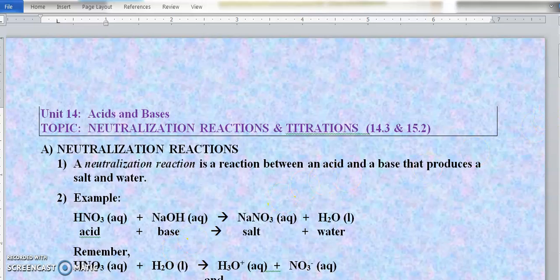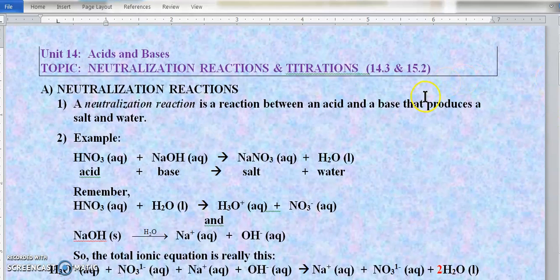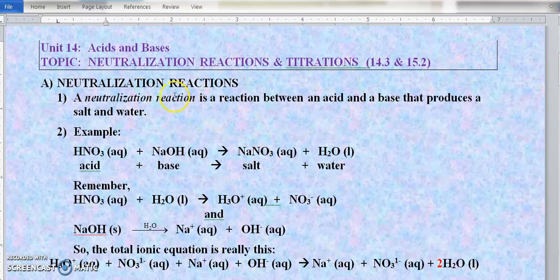Okay, this lesson is on neutralization reactions and titrations. In the first lesson, when we were talking about properties of acids and bases, we said that they neutralize each other to form a salt and water, and we just left it at that. Now we're going to look at some reaction equations and see how the neutralization occurs.